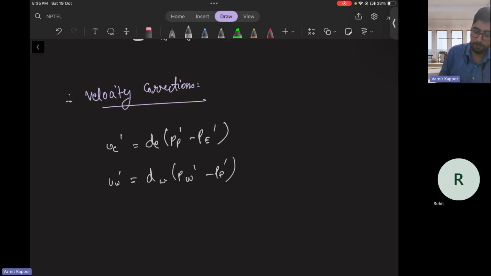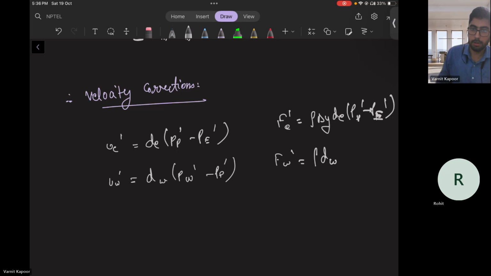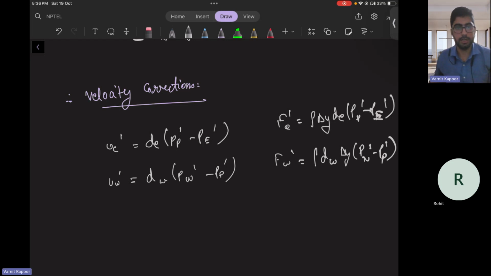So if I write in terms of flow rate, FE prime will be rho dE del Y into PP prime minus PE prime, and FW prime is equal to rho dW into del Y into PW prime minus PP prime. So these are your velocity corrections.